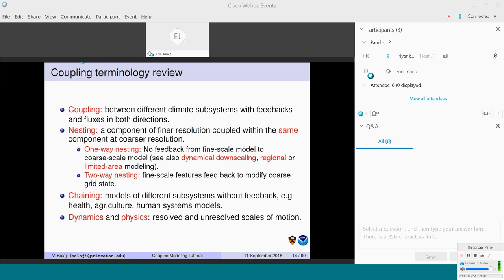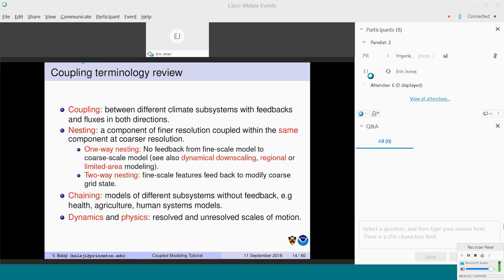And there's two kinds of nesting. One-way nesting means that the coarse, large-scale field affects the small-scale field, but there's no reverse feedback. That's called one-way nesting, and sometimes it's called dynamical downscaling. When you look at RCMs, regional climate models, or limited area models, they're usually driven by boundary conditions and large-scale conditions given from the global model. So that's one-way nesting. In two-way nesting, there's a feedback. The fine scale has to be integrated, and then whatever happens at the fine scale, you average it and send it back to the coarse scale. So that's one-way and two-way nesting.